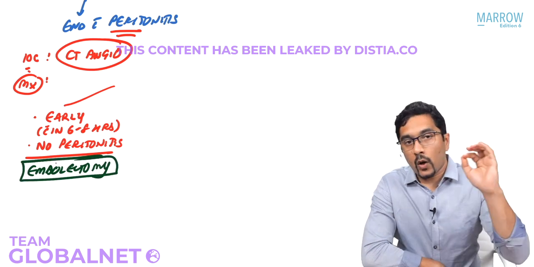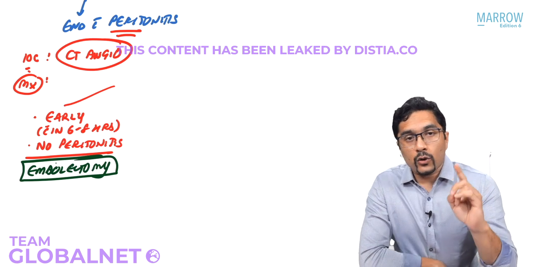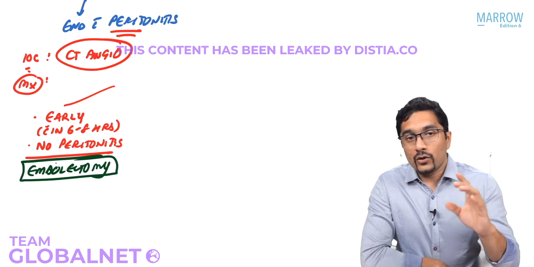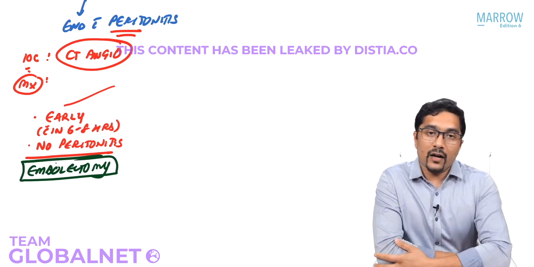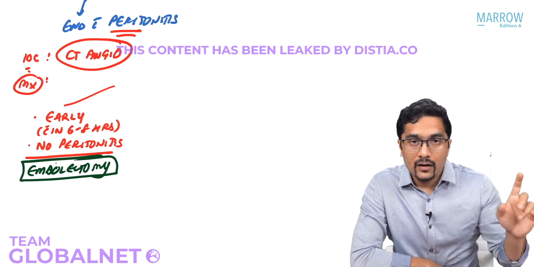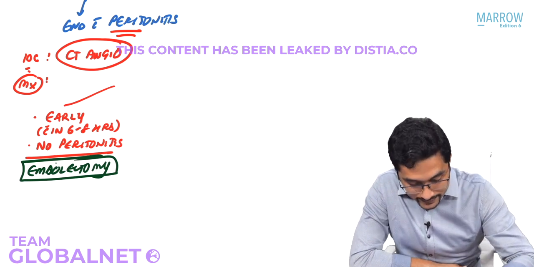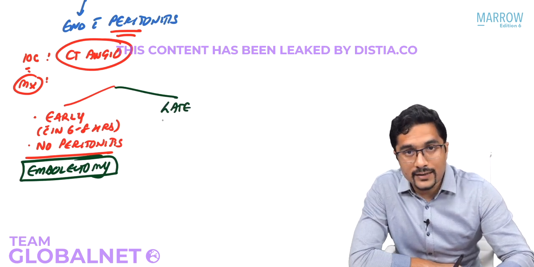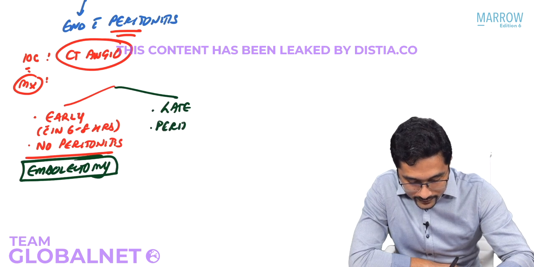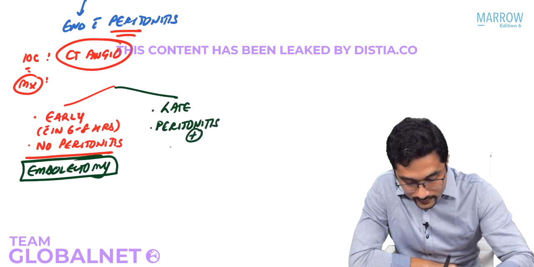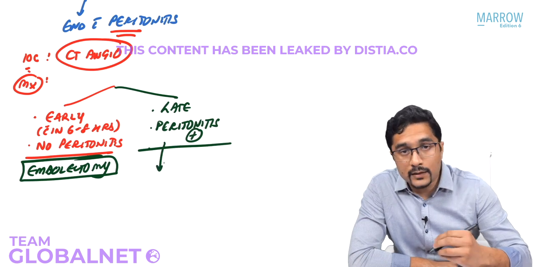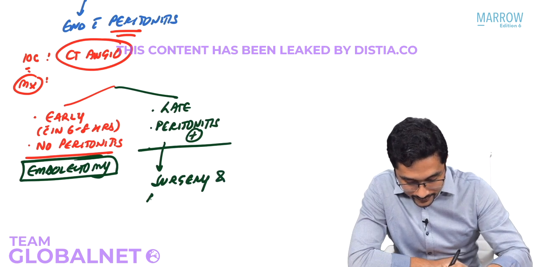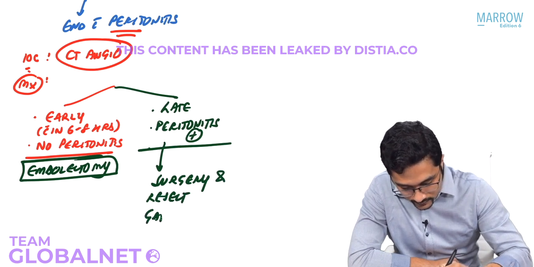If you remember the module on arterial disorders, I've already told you embolectomy is done using Fogarty's balloons or Fogarty's catheters. So you can look at the image of Fogarty's balloons or catheters in the arterial module where I've covered this in detail. If the patient presents late, that is after 6 to 8 hours, or there is peritonitis present, then in these patients we need to carry out surgery and resect the gangrenous bowel.